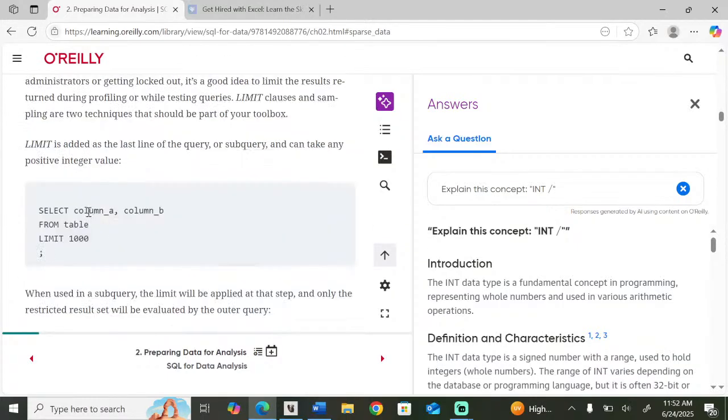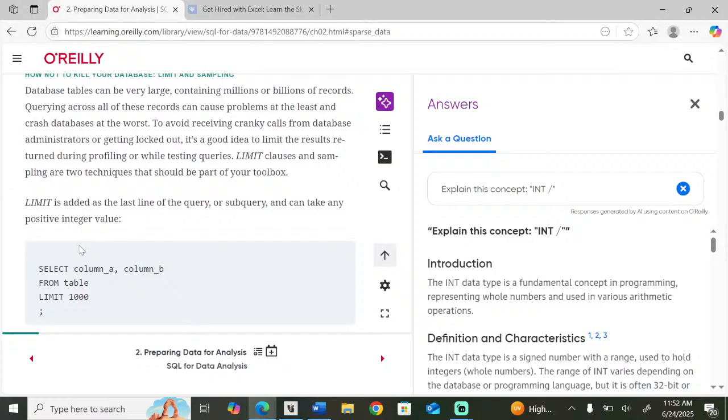So we also have limit. Limit is added as the last line of the query and can take in a position value. Let's do this practically to see what limit is. If you want to remove unnecessary rows, that is when we use limit.